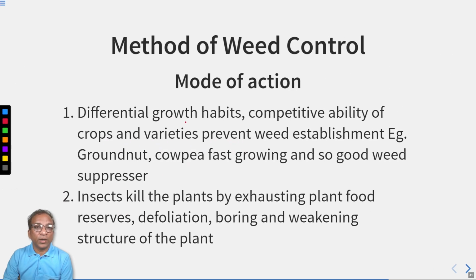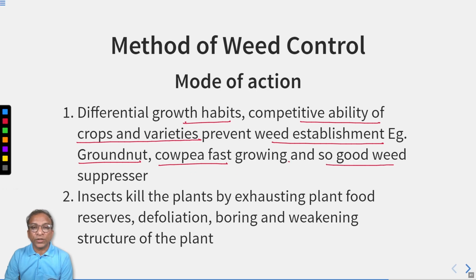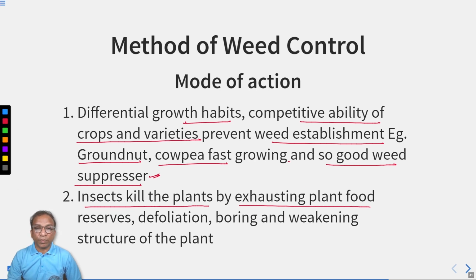Differential growth habits and competitive ability of crops and varieties prevent weed establishment. For example, groundnut and cowpea are fast growing and good weed suppressors. So if the growth of your plant is very quick in comparison to the weeds, then the weeds are not going to harm your crop to a great extent. Insects kill the plants by exhausting plant food reserves, defoliation, boring, and weakening the structure of the plant.